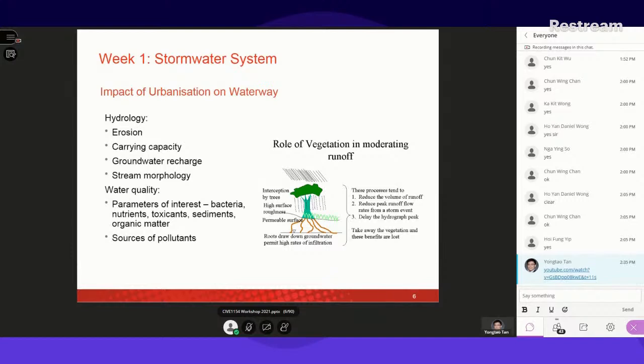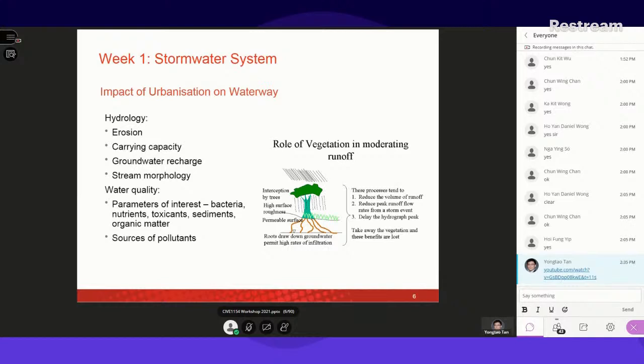This process can reduce the volume of runoff because of the interception, absorption, and infiltration, and also can reduce the peak runoff flow rate because of the roughness of the surface, and delay the runoff peak in the hydrograph.